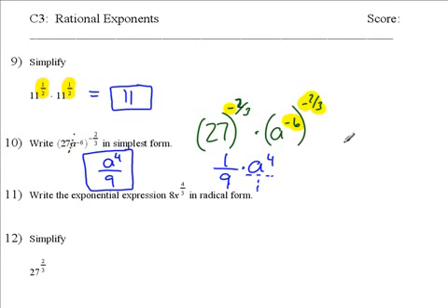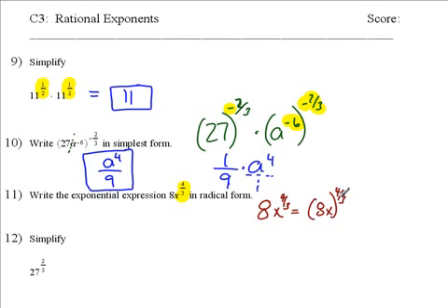Number 11, we're going to write an exponential expression for 8x to the 4/3 in radical form. The common mistake here is to let the 4/3 do something to the 8. The 4/3 can't do anything to the 8 because it's not attached to the 8. There's a really big difference between what they gave us and what most people try to do with this. These do not mean the same thing.